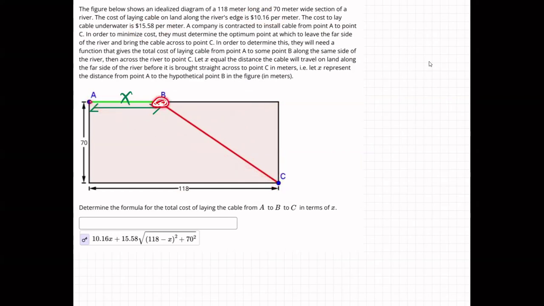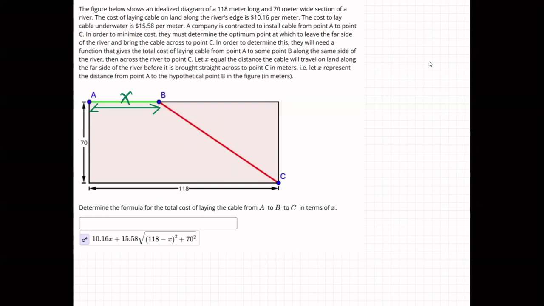There's some point in between, B. Where is it exactly? Where you're going to have some land and then some water. It's not too long and yet you don't have too much water, which is more expensive. What is that optimum point? This is what engineers calculate for things like this. What's the best way to lay the cable? So, how are we going to do it? They say, first off, determine the formula for the total cost of laying the cable from A to B to C in terms of x. What's the total cost of all that cable?